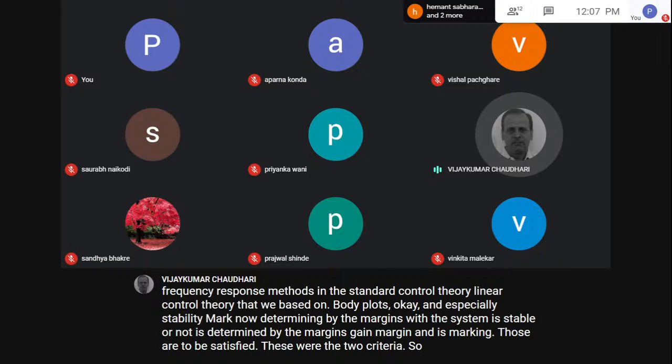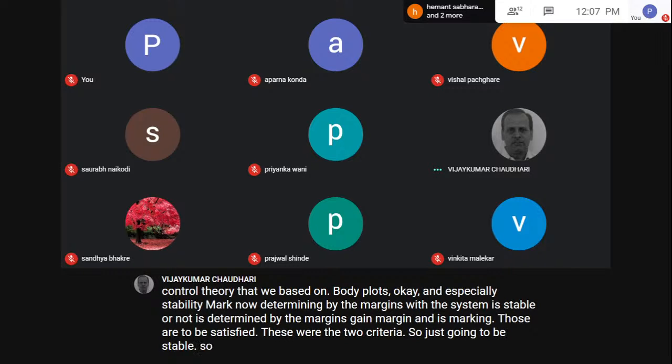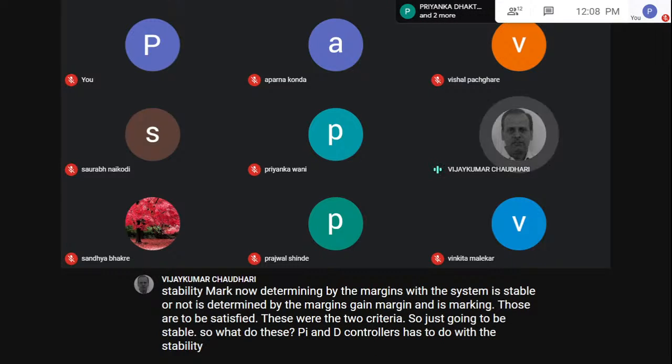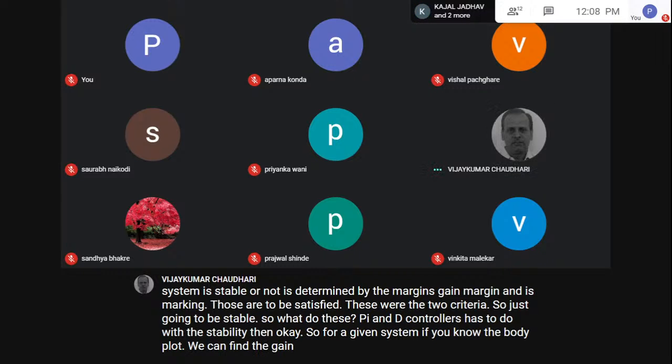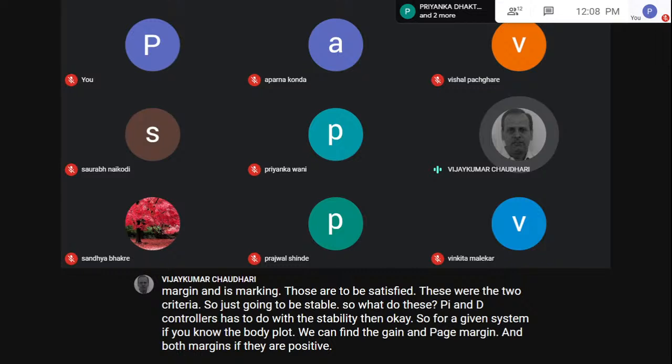So what do these P, I, and D controllers have to do with the stability then? For a given system, if we know the Bode plot, we can find the gain and phase margin, and if both margins are positive, then the system is stable.